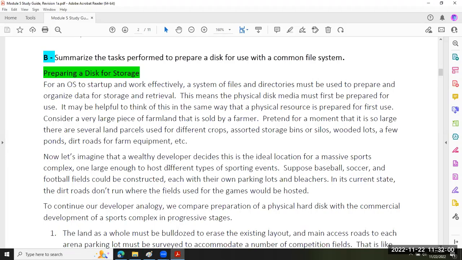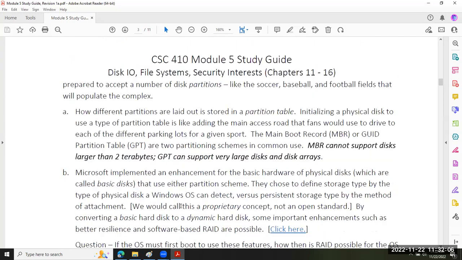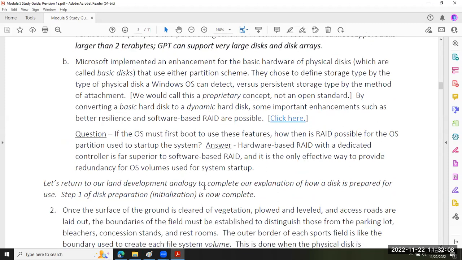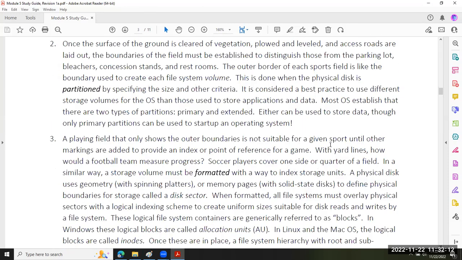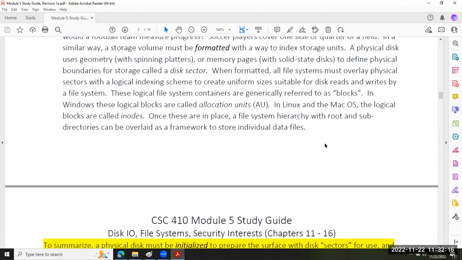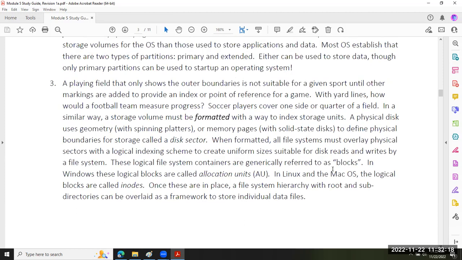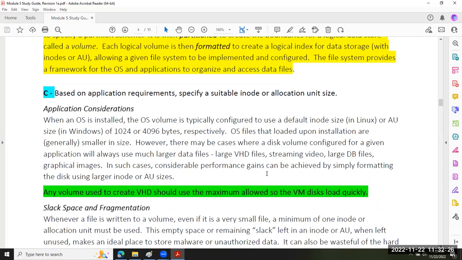Okay, so that is one thing that was worth mentioning here. And all right, so we've already been through what you do when you prepare a disk for use. Everybody understands the farmer's field, bulldozing, boundaries, playing field index lines, all that kind of stuff, right? Everybody gets that? Any questions about that?